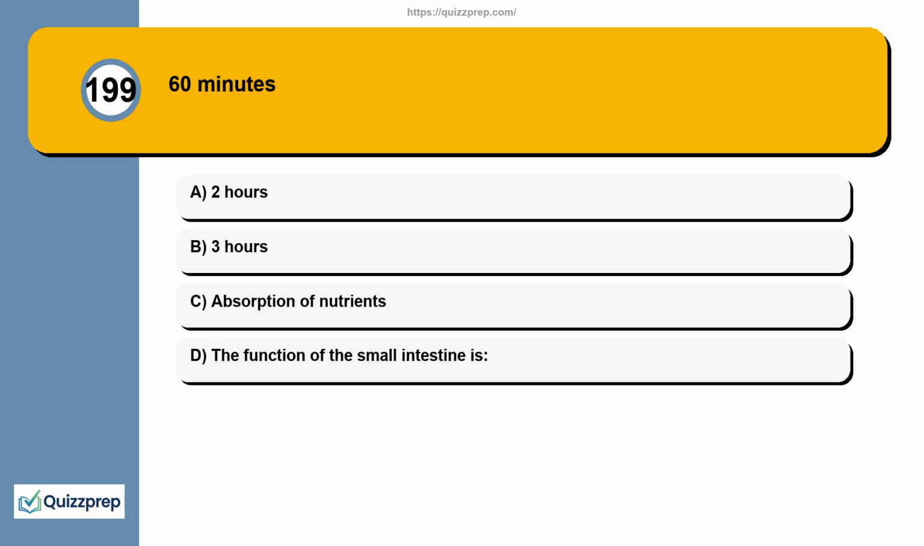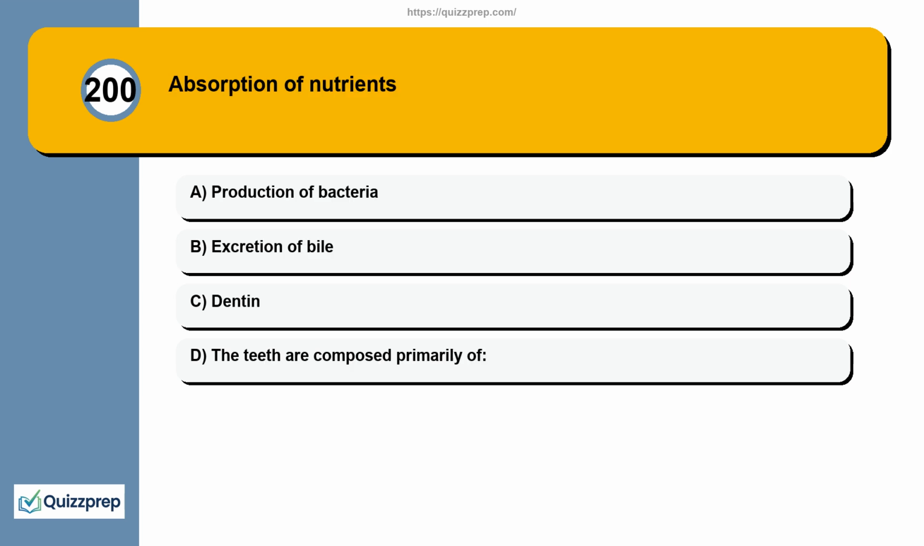The correct answer is option N/A. Question 200: Absorption of nutrients, option A; production of bacteria, option B; excretion of bile, option C; dentin, option D. The teeth are composed primarily of.